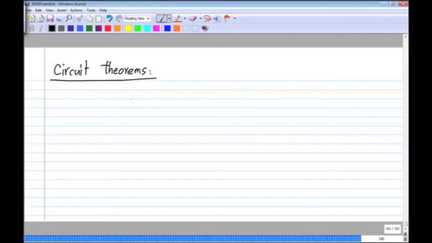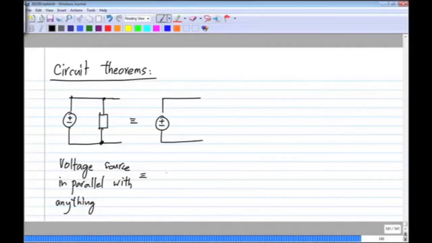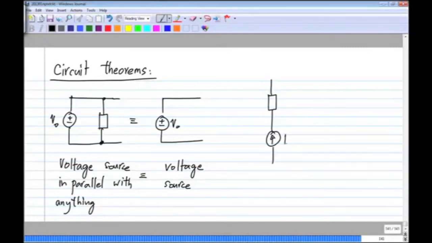First of all, these are not called circuit theorems, but some transformations that you can use, and we have already discussed these, but I will briefly touch upon them. If you have a voltage source in parallel with anything, it is the same as the voltage source. Okay. This is just to remind you of some basic results. Okay, so if this is V0, this will also be V0. And similarly, if you have a current source in series with anything, it is equivalent to a current source.